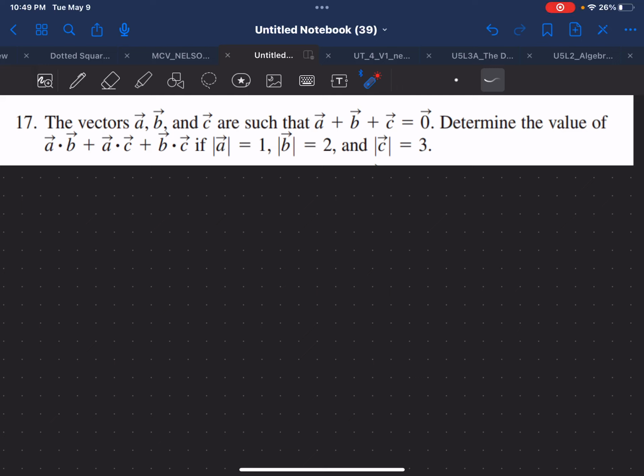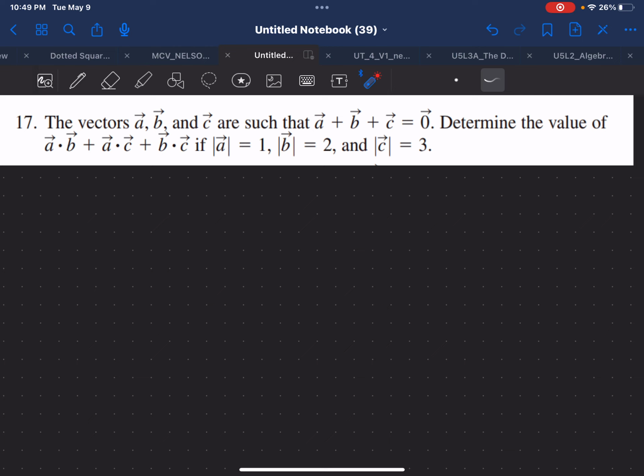Let's take a look at a practice question from the dot product lesson, number 17. The vectors a, b, and c are such that a plus b plus c would equal 0. We need to find the value of the expression a dot b plus a dot c plus b dot c, if we know that the magnitude of a is 1, the magnitude of b is 2, and the magnitude of c is 3.